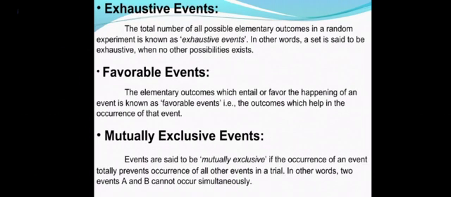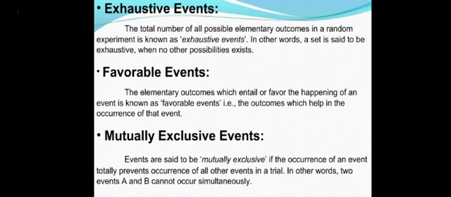Another one is exhaustive events. The total number of all possible elementary outcomes of a random experiment is known as exhaustive events. In other words, a set is said to be exhaustive when no other possibility exists. Next, favorable events: the elementary outcomes which entail or favor the happening of an event are known as favorable events. That is, the outcomes which help in the occurrence of that event.